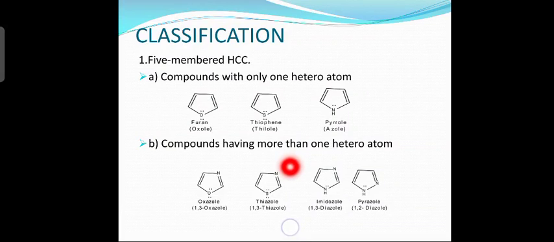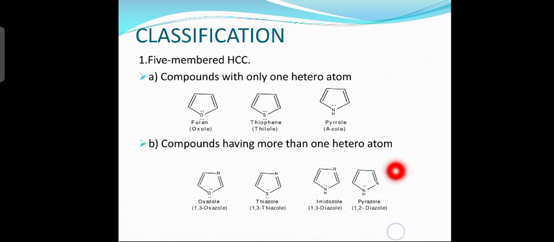Then thiazole. Thiophene has sulphur; thiazole contains sulphur and, in addition, nitrogen as a heteroatom. Then imidazole. Imidazole contains two heteroatoms, but they are the same: other than carbon, two nitrogen atoms are present. If you specify the positions, 1,3-diazole: in the first and third positions you have nitrogen, therefore di, two same heteroatoms, therefore diazole.